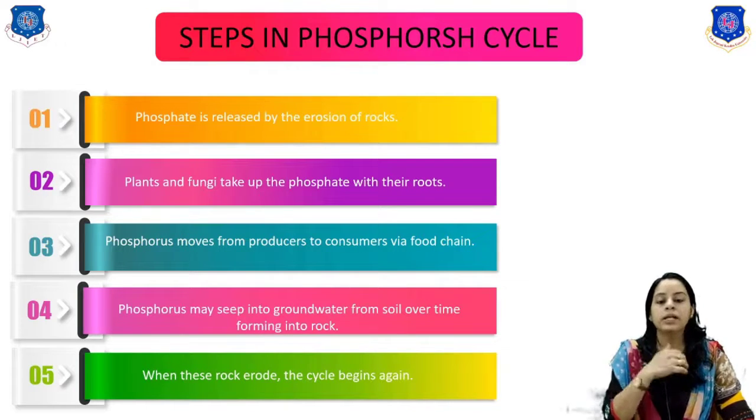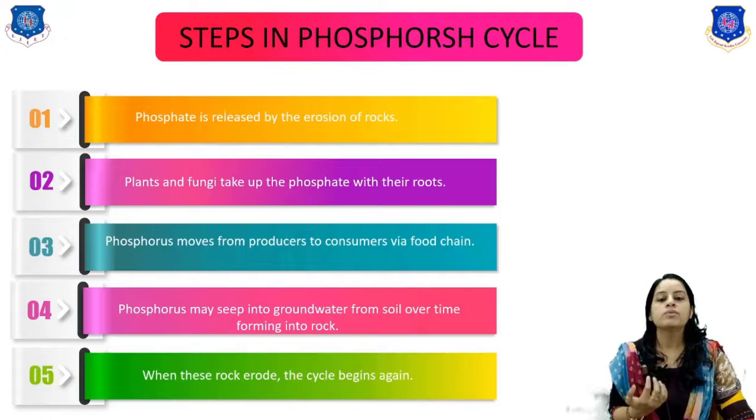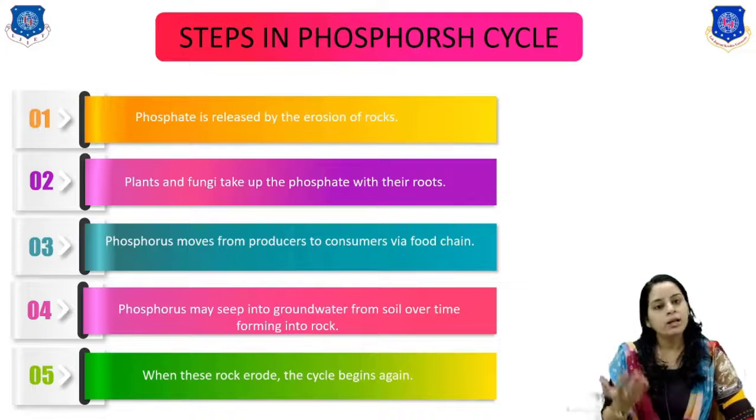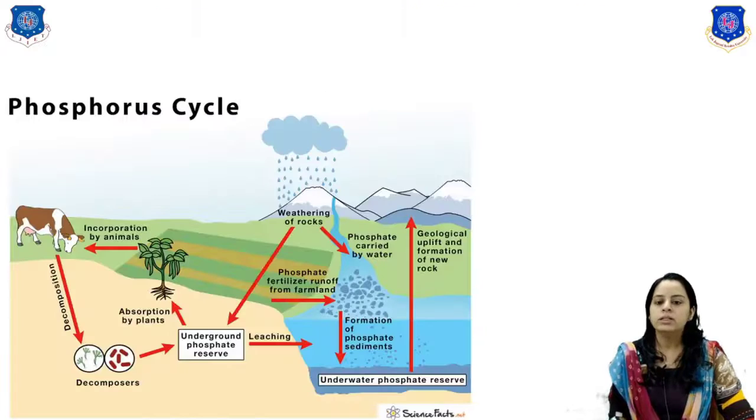And the phosphorus then moves from the producer to the consumer via the food chain. It means that the plants are consumed by the animals, right? Then phosphorus may seep into the groundwater from the soil over time, forming into rock, and when this rock erodes, the cycle begins again. So these are the steps in the phosphorus cycle.